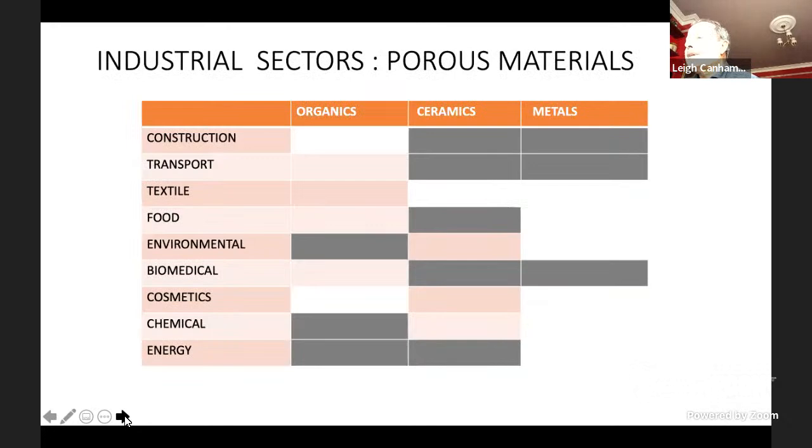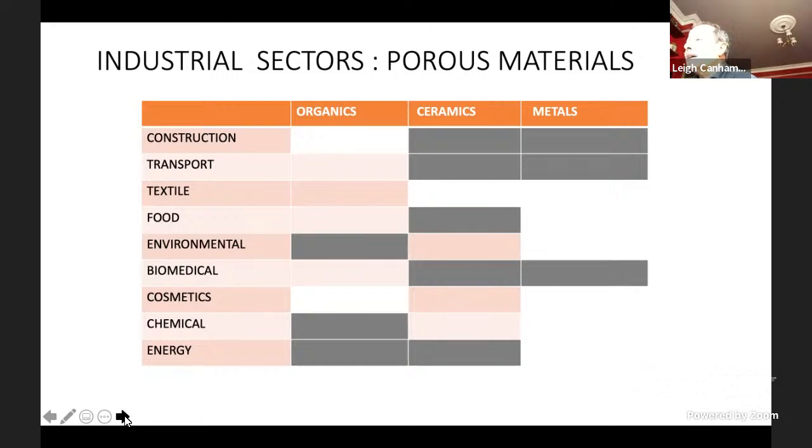So these are some of the industrial sectors that porous materials in general have been used in, currently used in. And what's key here are whether the porous material has a unique selling point, the amount of porous material that can be made, because some of the applications do not require huge quantities, some of them require huge quantities, and the cost.